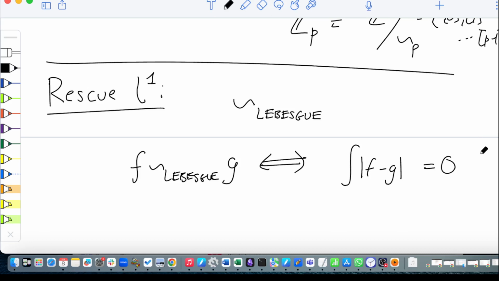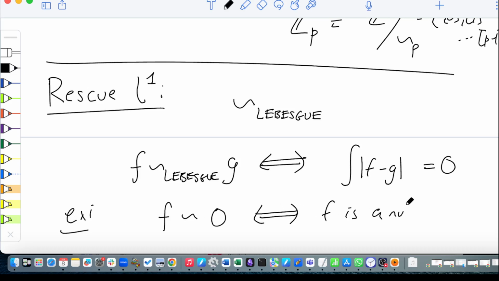As an example, f is equivalent to 0, the 0 function, if and only if f is a null function. That was the definition of a null function. So the null functions are the ones that are equivalent to 0. Now we have an equivalence relation, and we're saying we only care about things up to equivalence. If the function f is equivalent to 0, then it might as well be 0 for everything we want to do. We're not going to distinguish and say that function isn't 0. No, it's close enough to 0.